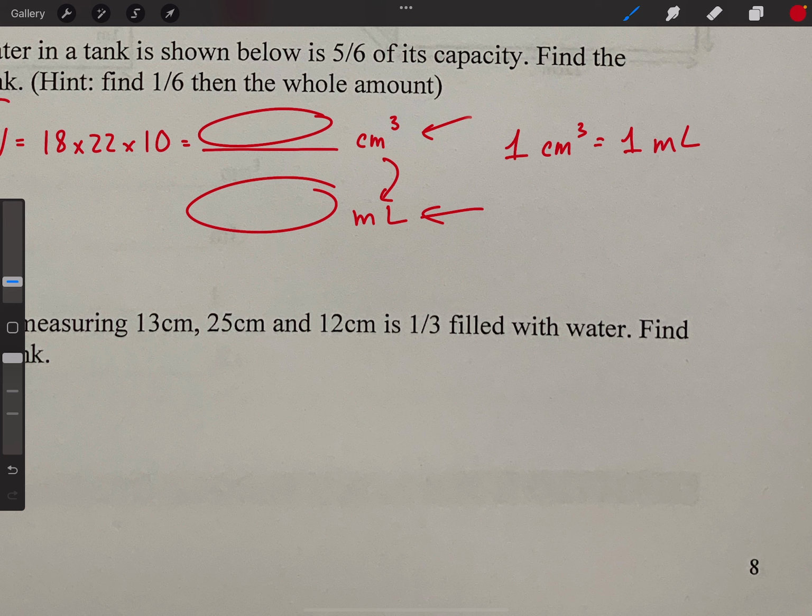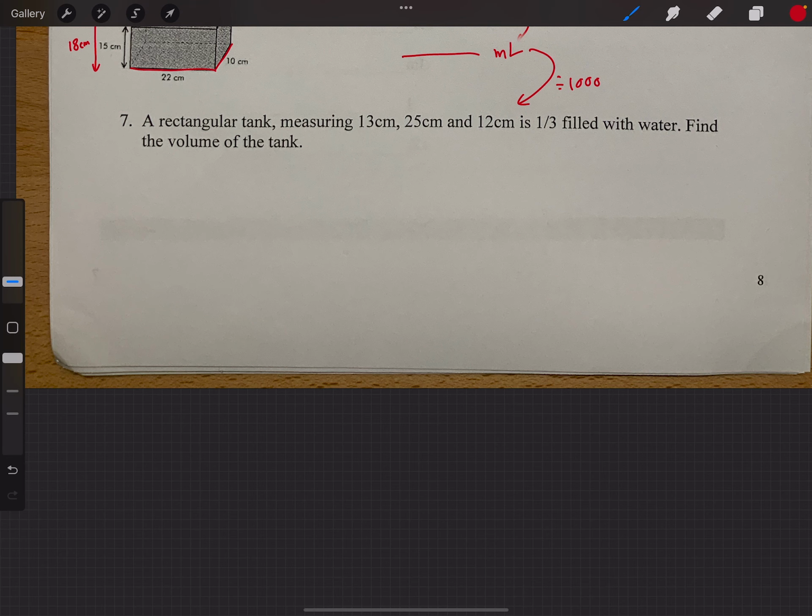Now, question 7. A rectangular tank measuring 13 centimeters, 25 centimeters, and 12 centimeters is 1/3 filled with water. Find the volume of the tank. So all you have to do is find the volume of the tank when it's full.